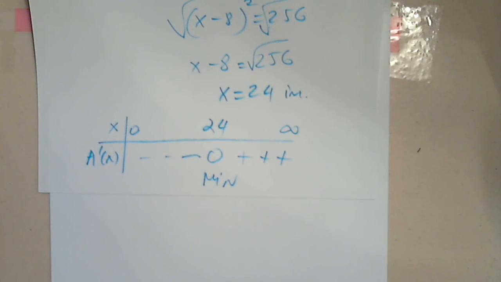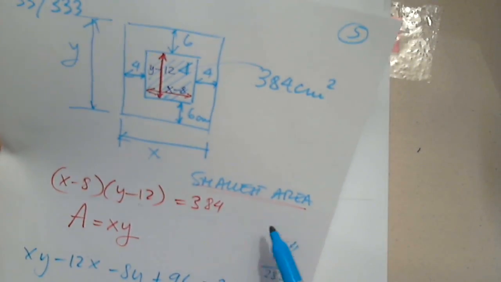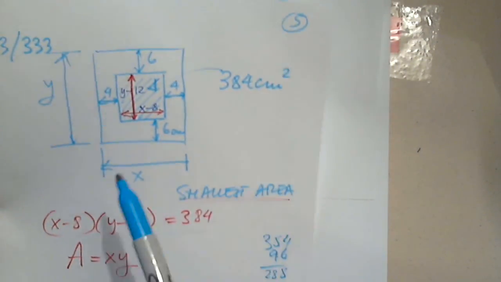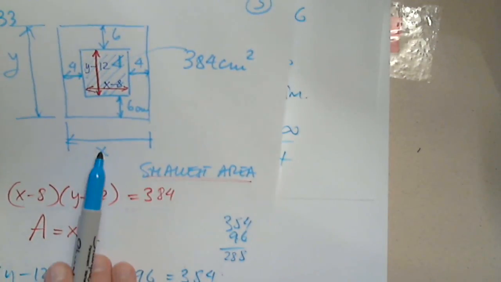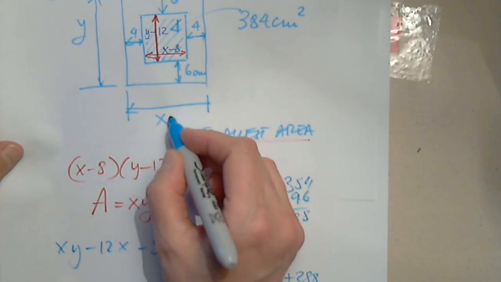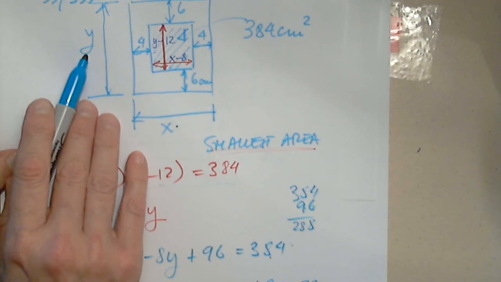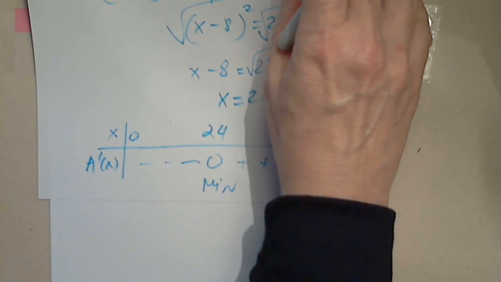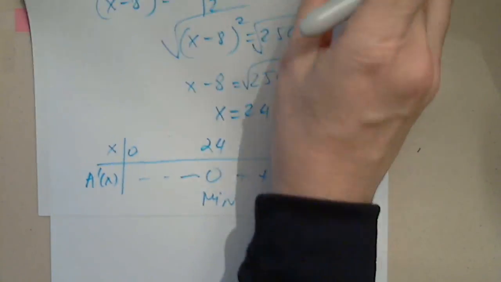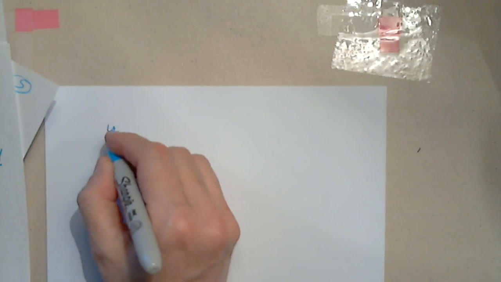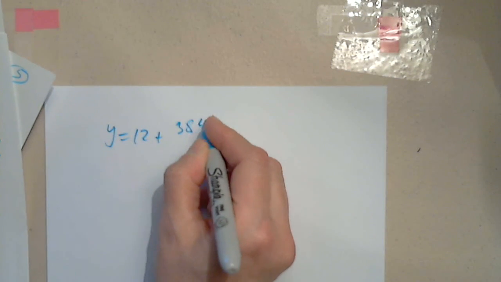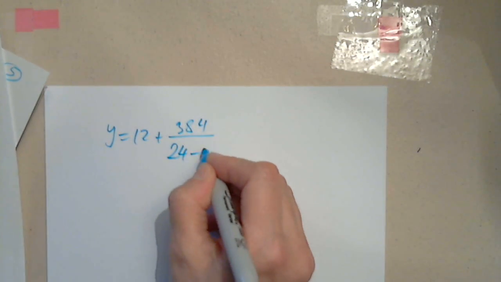In case we are asked to find the smallest area we can. But we only determined the width or the base. So the base is 24. I have to determine y, and I have an expression for y. Where is my y? Right here. So I have that y equals 12 plus 384 divided by 24 minus 8.